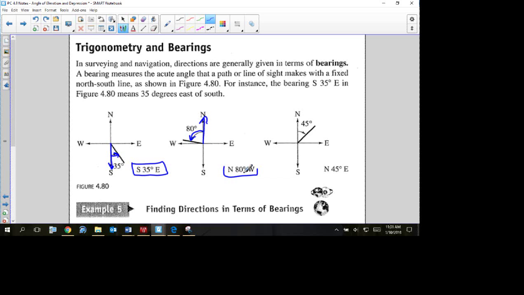Okay, and then the third one says north 45 degrees east. So you first go north, then from that direction, we rotate that initial side 45 degrees towards the east. And if you do not know which way east or west is, make sure you have a picture handy or can draw that picture. Isn't there a saying? Never eat soggy waffles.